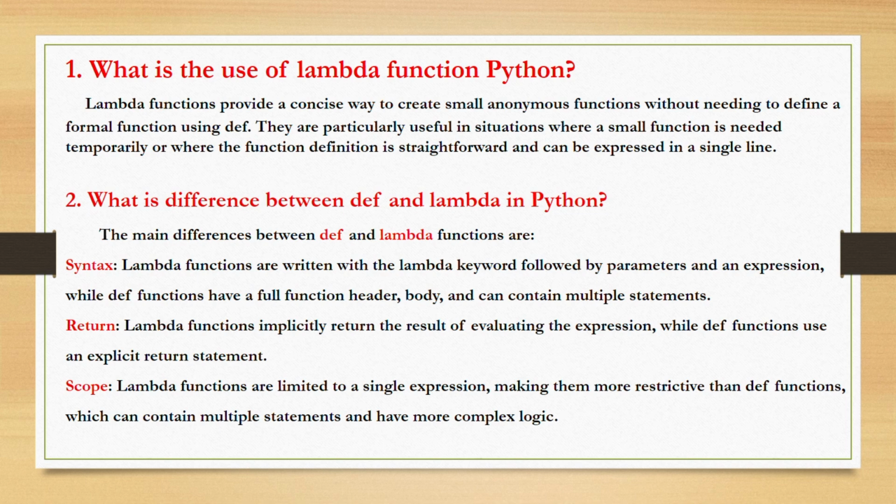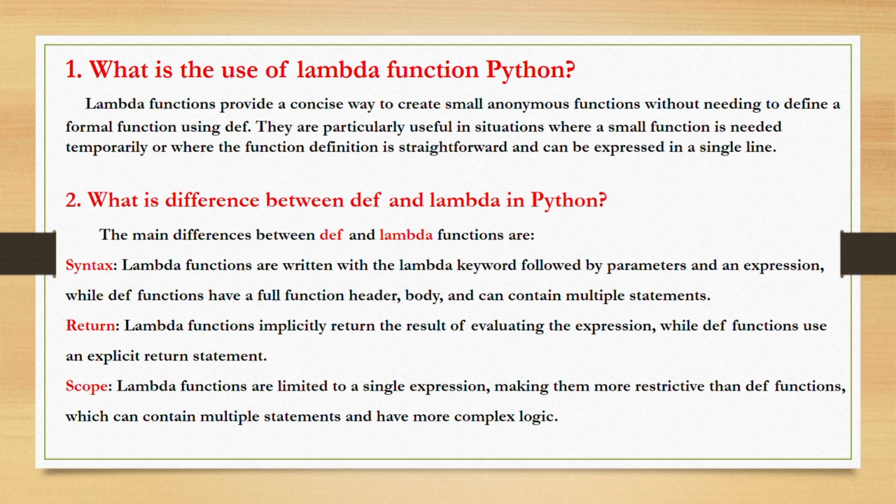While with def functions, which are normal functions, you have a full function header and body, and they can contain multiple statements. We have seen that, and we already know. So I've seen both of them, and we know it's true. And then for the return, the lambda function implicitly returns the result of the evaluated expression. It means the expression that is evaluated, that is how it is going to return the result, isn't it? While for the def function we use an explicit return statement. So that's the difference between the two.